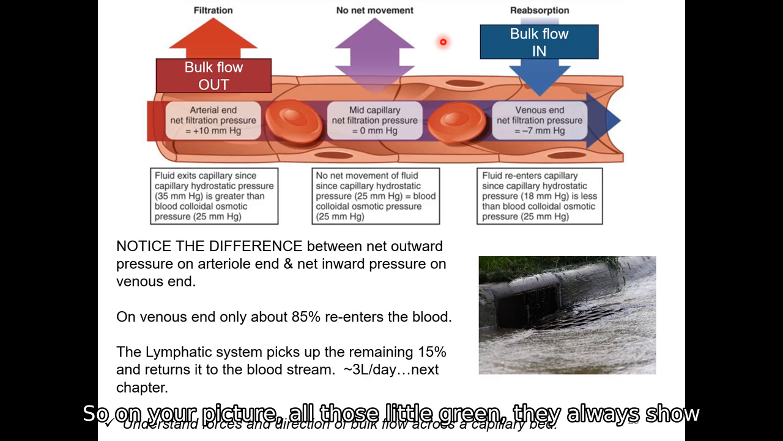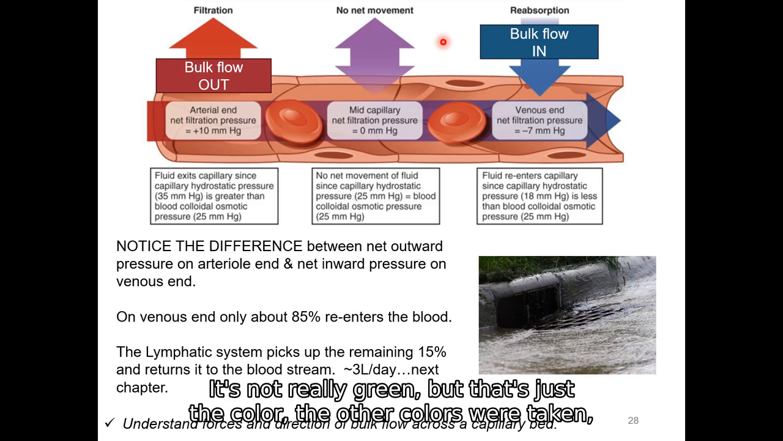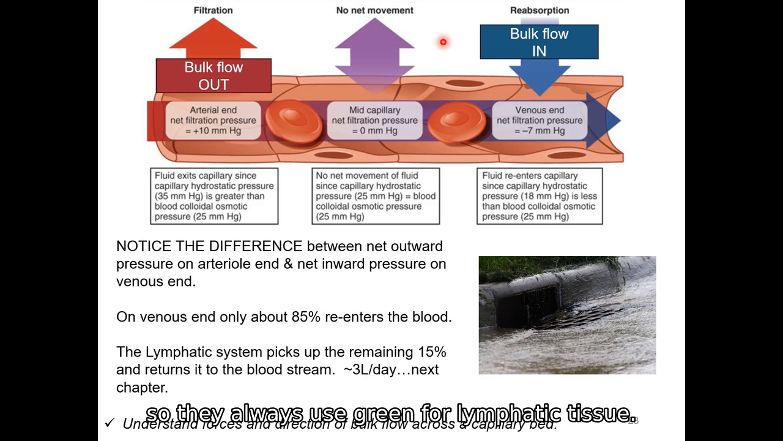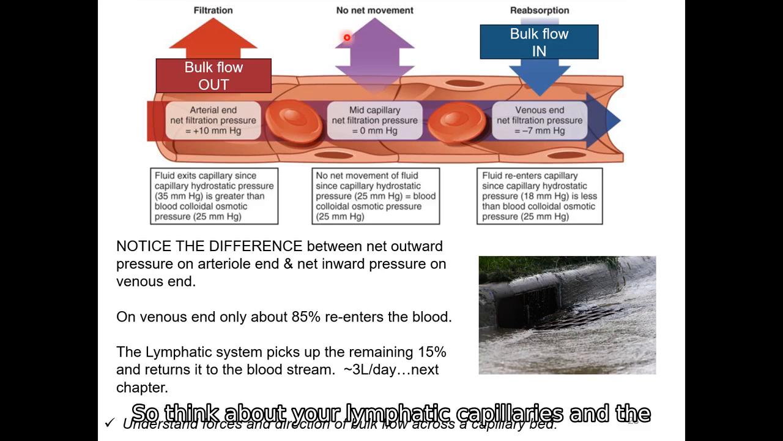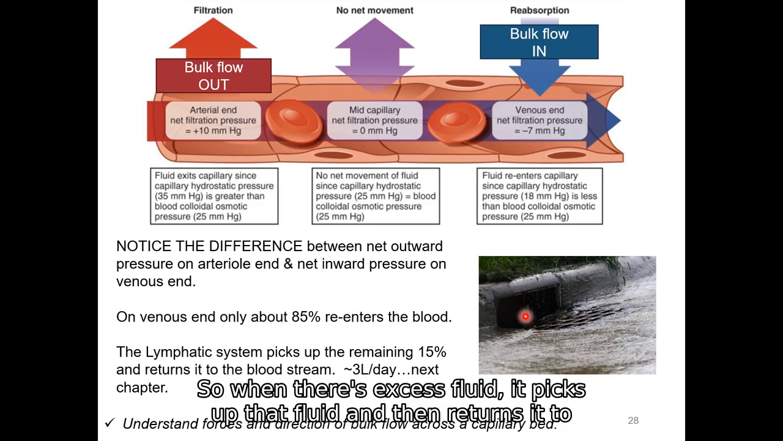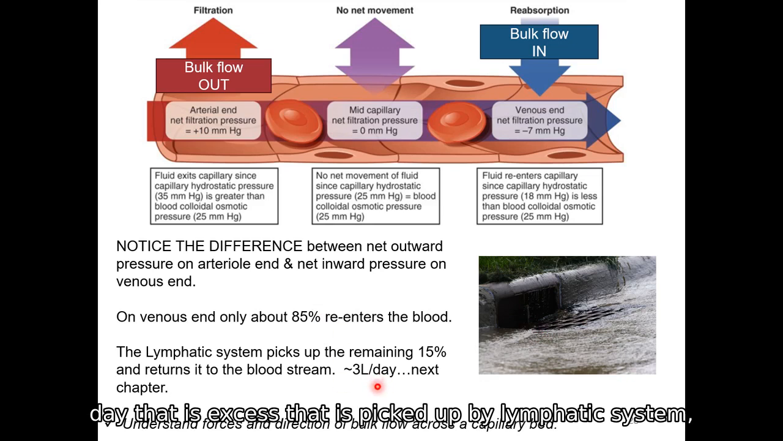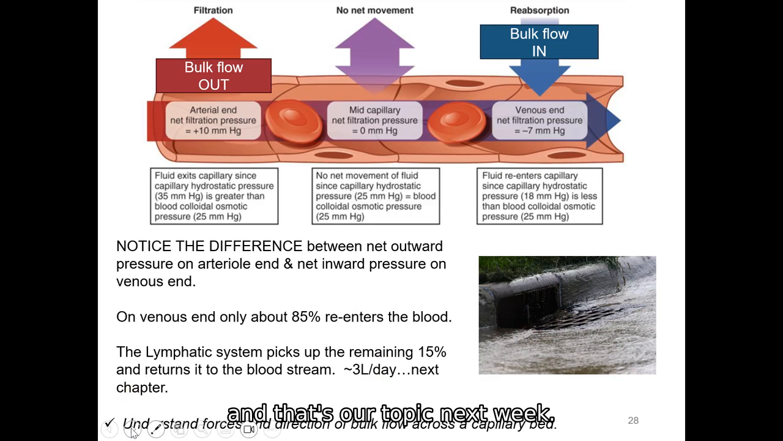On your picture, all those little green, they always show the lymphatic system as green. It's not really green, but the other colors were taken, so they always use green for lymphatic tissue. Think about your lymphatic capillaries and lymphatic vessels sort of like a storm drain. When there's excess fluid, it picks up that fluid and returns it to the blood supply. Roughly 3 liters a day is excess and is picked up by the lymphatic system, and that's our topic next week.